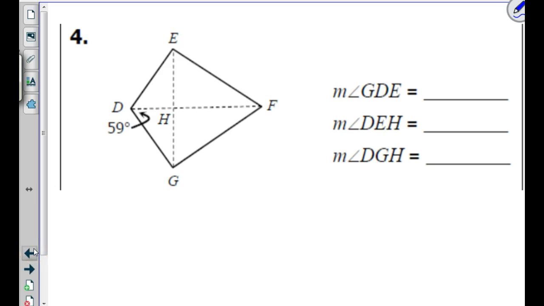All right, this is just like the one we did then. There's a 59 here, so there's also a 59 here.